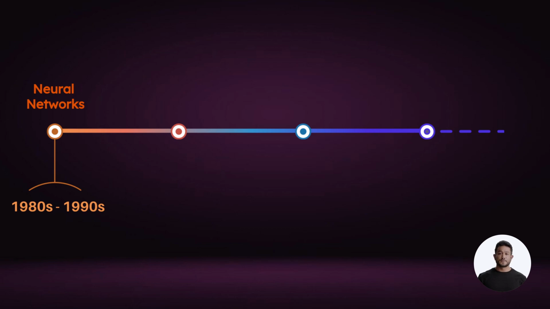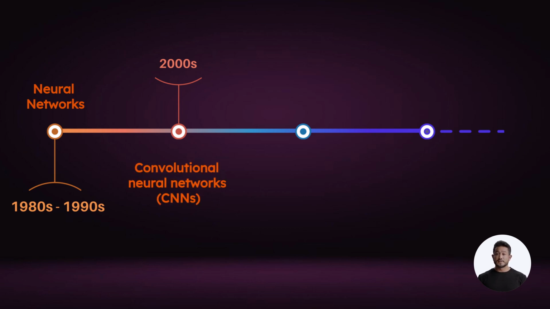Fast forward to the 2000s, and we see the advent of deep learning, which took things to the next level. Deep learning involves using layers of neural networks, often called deep neural networks, to process data in increasingly sophisticated ways. Techniques like convolutional neural networks, CNNs, and recurrent neural networks, RNNs, came into play, allowing AI to handle more complex tasks like image recognition and language processing.